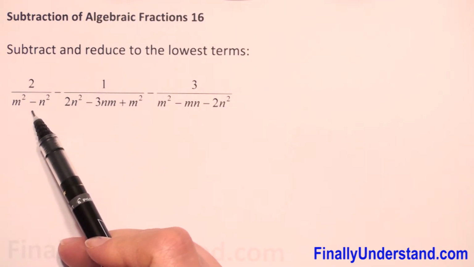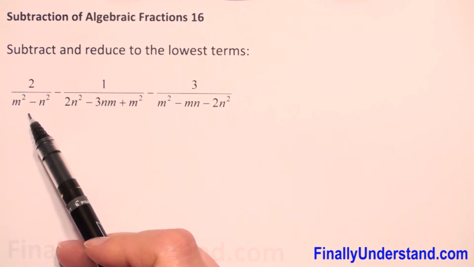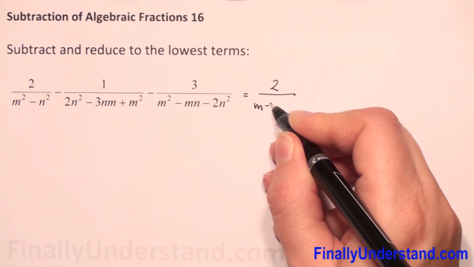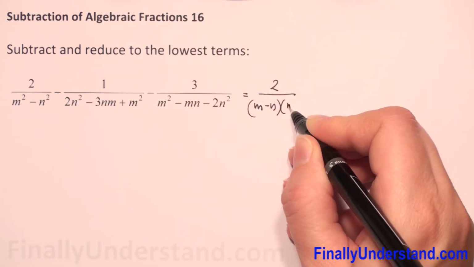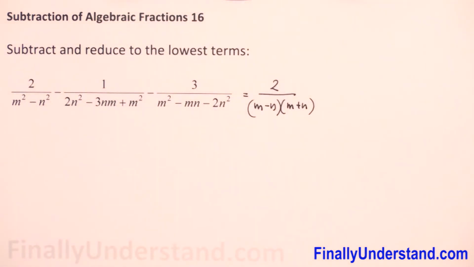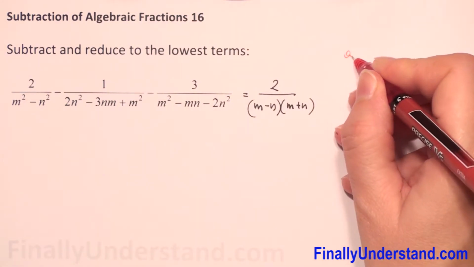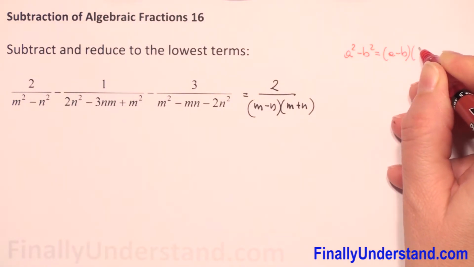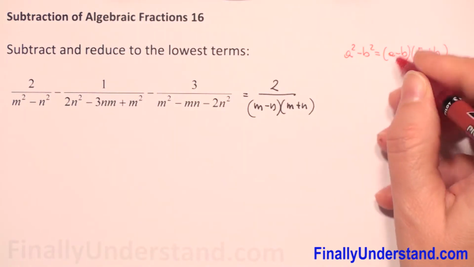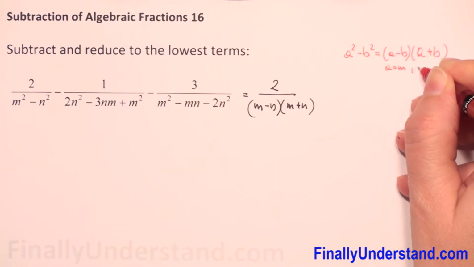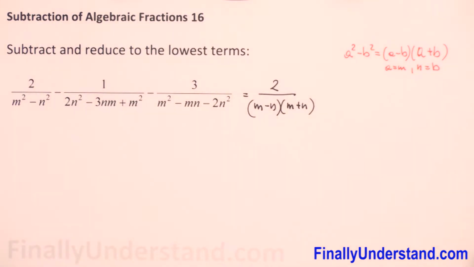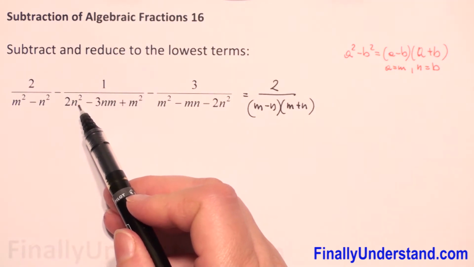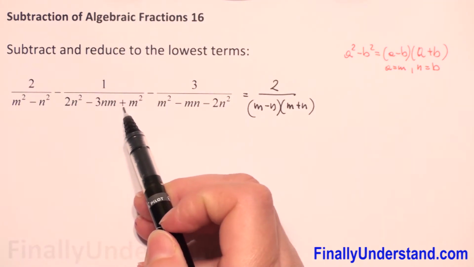So first we can rewrite this as 2 over m minus n times m plus n. I just use the formula that a squared minus b squared is a minus b times a plus b. A is equal to m and b is equal to n in this example. Next, we have in the denominator 2n squared minus 3nm plus m squared.